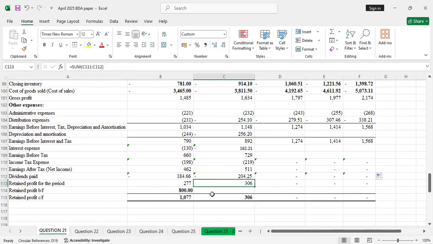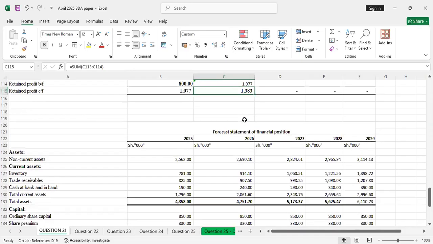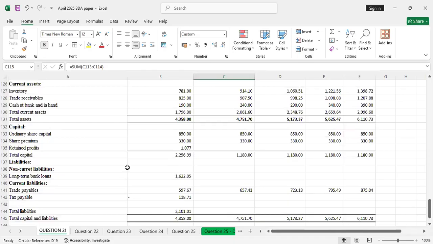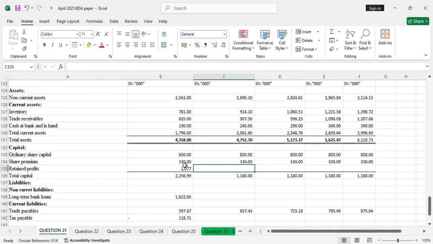So retained profit brought forward here will be what? It will be this, carried forward from the previous year. So I think if I drag this, sorry, let me undo that. It will be this, let me copy this. That will be the retained profit brought forward. Therefore, the retained profit carried forward will be 1383. Once you have that, you just go back to the financial position, because what was missing was this 1383. I can just drag it here now. You see it's giving me 1383.